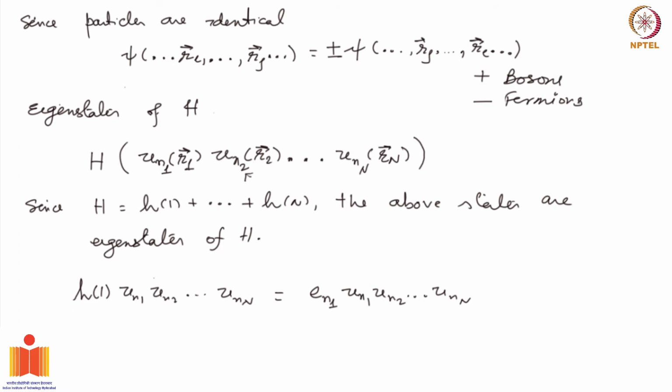So h acting on un1, un2, ..., unn is en1 plus en2, because you are going to generate another term from h2 which will have the same form except for this factor, and similarly this. Okay, so these are the eigenstates.